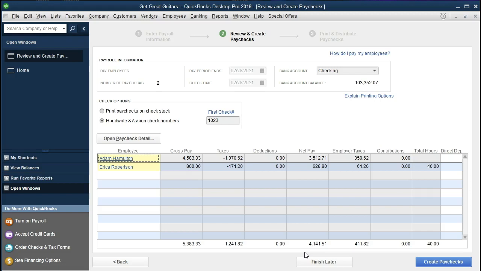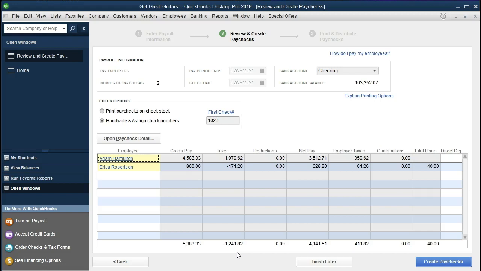In other words, we see that the cash would go down by $4,141.51, but the payroll expense was actually $5,383, the gross pay for these individuals. So the payroll expense would be this, increasing the expense. The check, however, would only be this, and then we would have to record the difference, which is the taxes that we took. That's federal income tax, Social Security, and Medicare.